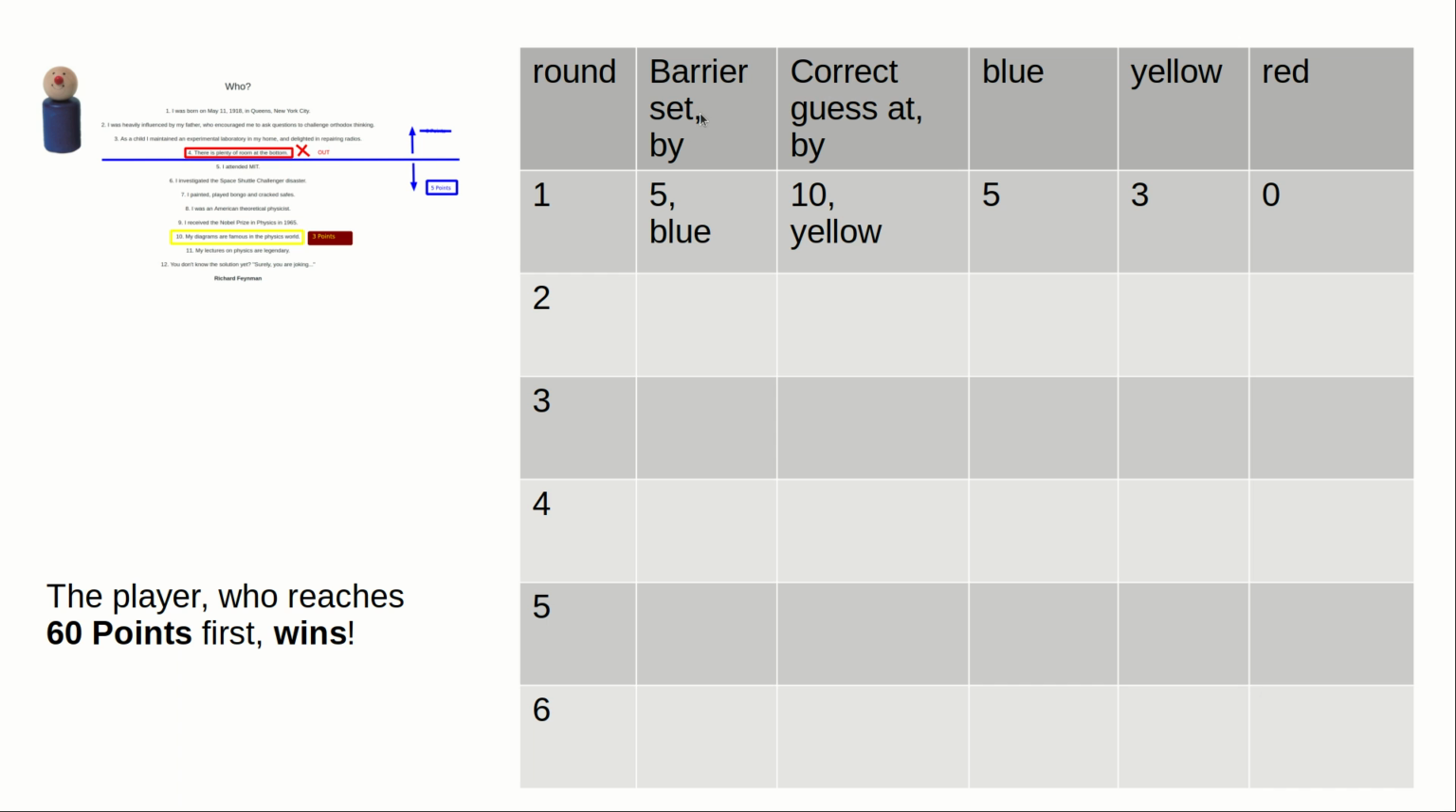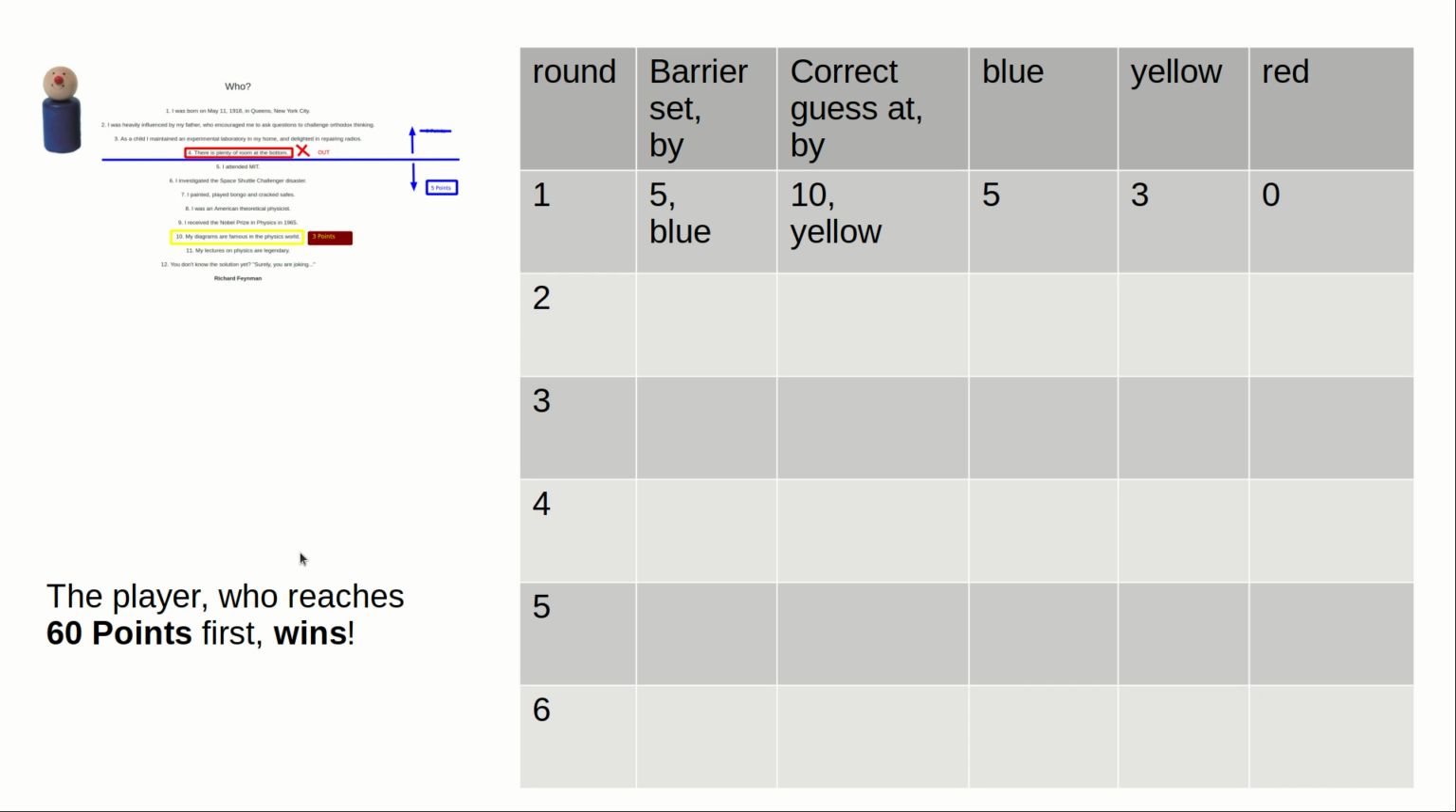And you would also, maybe for documentation purposes, write down what barrier was set, 5 by the player blue, and then also when the right guess was made, after hint 10 by player yellow. And of course, in the next round, player yellow now reads out the next card, and players blue and red are in the guessing position. And then player red reads out the next card, and players blue and yellow are in the guessing position. And then you can set a limit, a finish line.